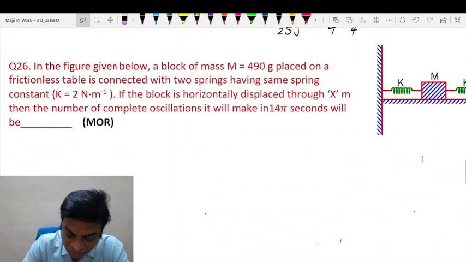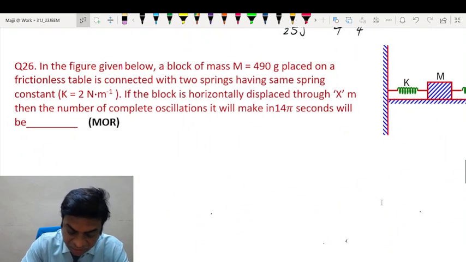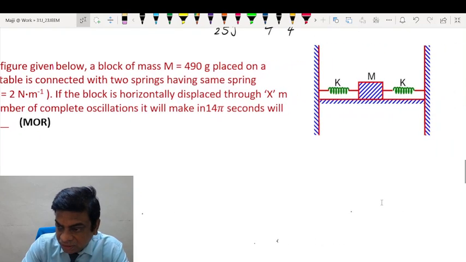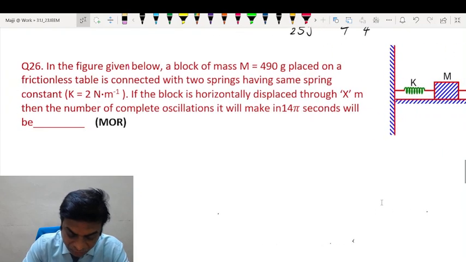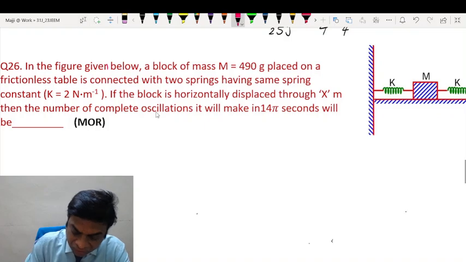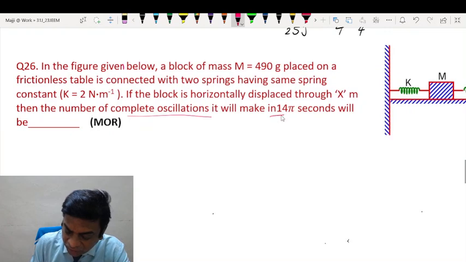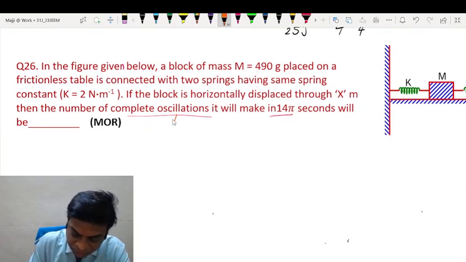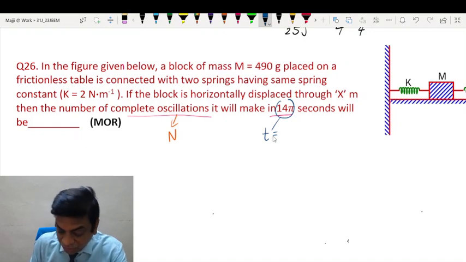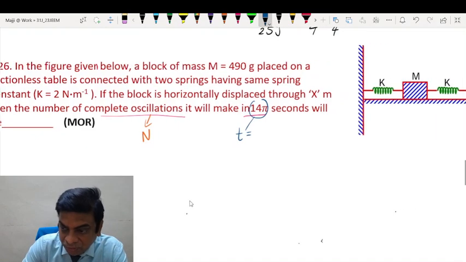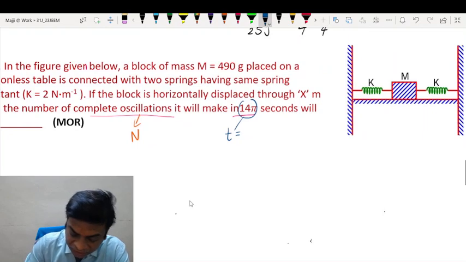In the figure given below, a block of mass m equal to 490 gram placed on a frictionless table is connected with two springs. You can see the figure, students, on the right hand side of spring constant decimal. The block is horizontally displaced through x, then find the number of complete oscillations in 14 pi seconds. So we have to find the number of oscillations, let us say it is n, in a time of 14 pi seconds. That's what we have to find. So before we proceed, we should be able to calculate the period of oscillation.